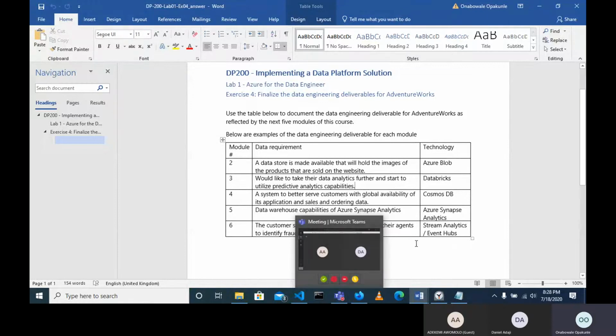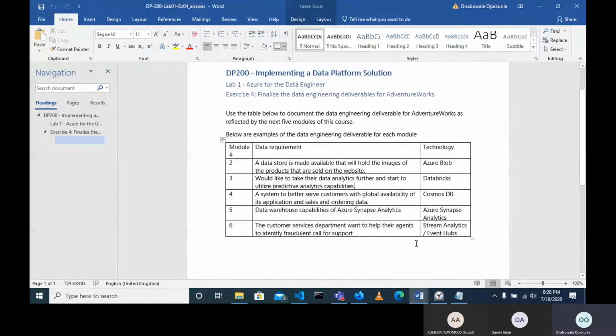Okay. So we've identified part of it. The data requirement is to build predictive analytics solution capabilities, right? That's the requirement. Whatever technology we use should have predictive analytics capabilities.